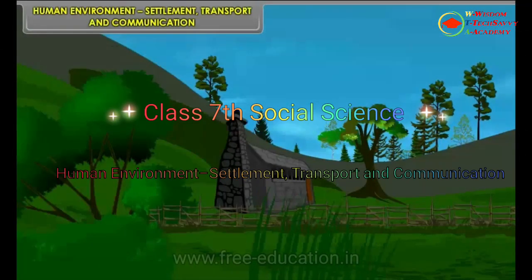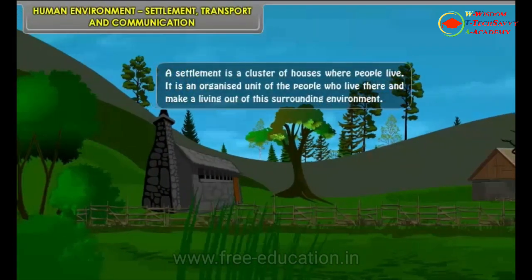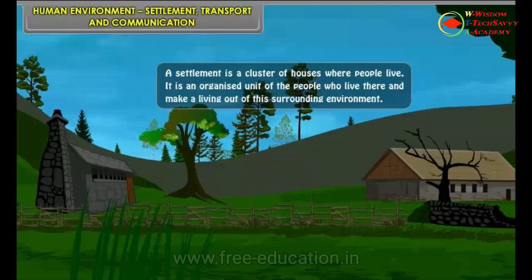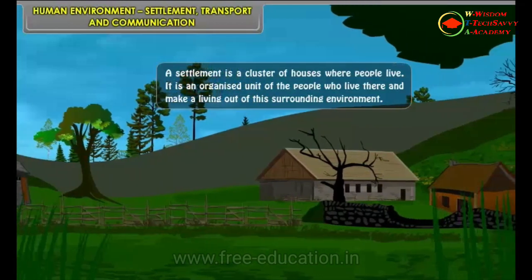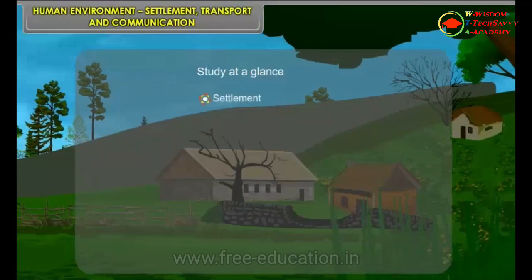Human environment: settlement, transport and communication. A settlement is a cluster of houses where people live. It is an organized unit of the people who live there and make a living out of the surrounding environment. Study at a glance: settlement.